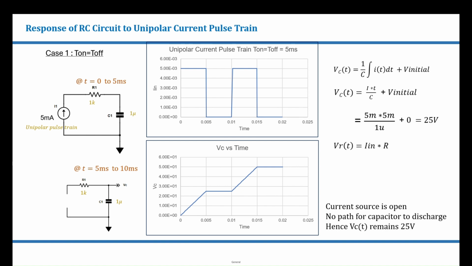The voltage across resistor can be calculated by multiplying input current into resistor, and the current flowing through the circuit, since R and C are in series, same current will flow through the circuit and it is calculated by VR by R. Nature of charging is linear, as we can see here in the graph. The nature of charging of the capacitor's voltage is linear.